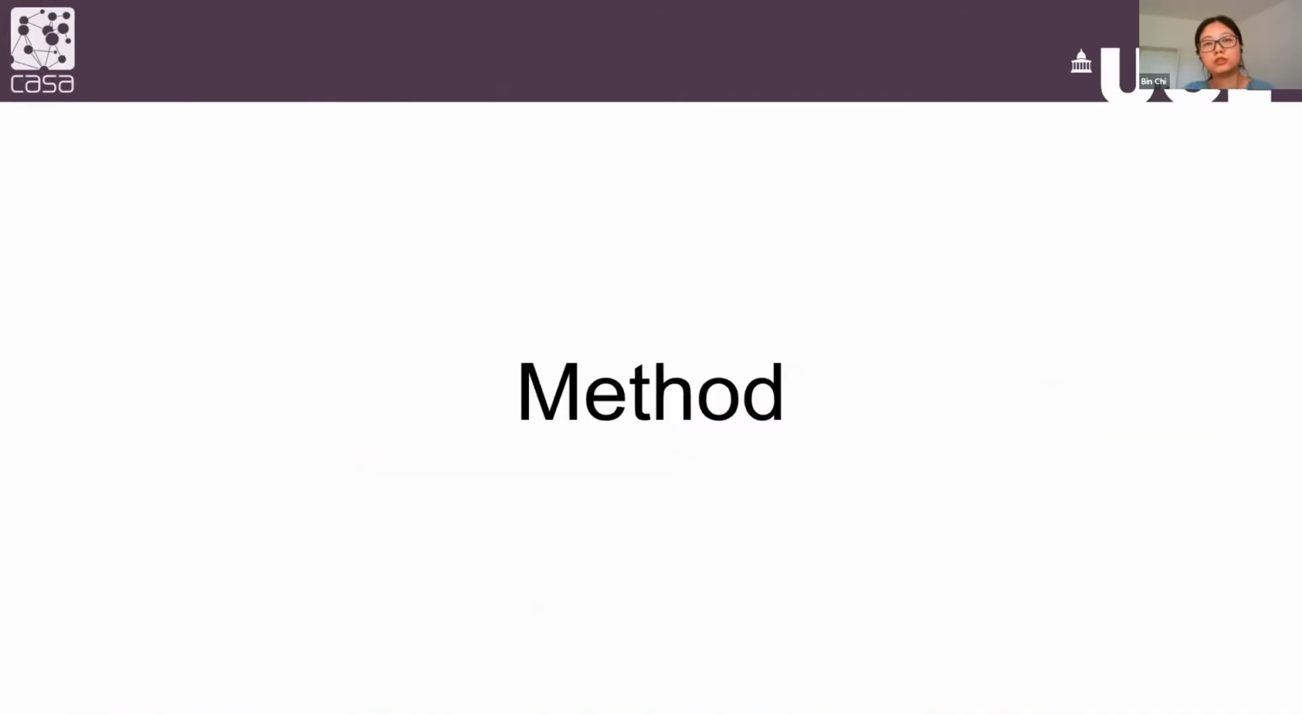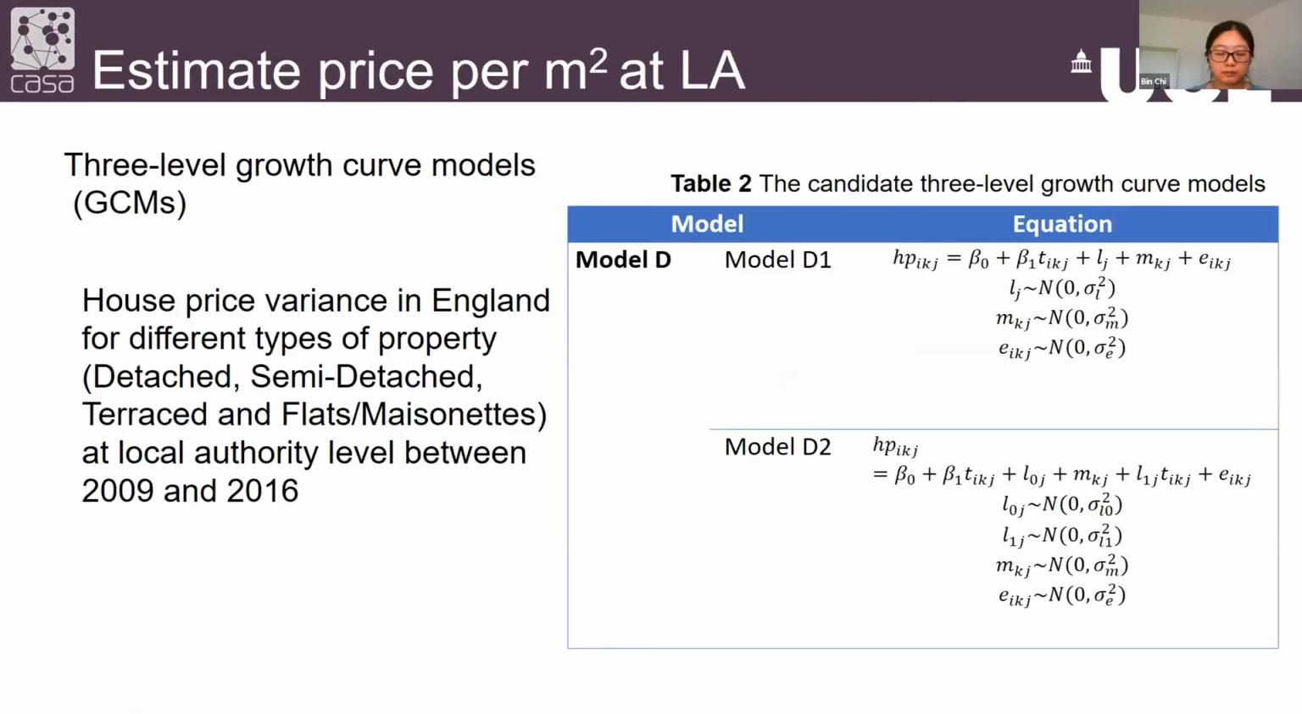Now let me introduce the methodology part. The methodology is divided into 3 parts. In the first part, I created a series of 3-level growth curve models to estimate the house price per square meter at the local authority level between 2009 and 2016 for 4 different property types. Here, the 4 property types are detached, semi-detached, terrace, and flat. Table 2 shows you an example of the model for the detached property type.